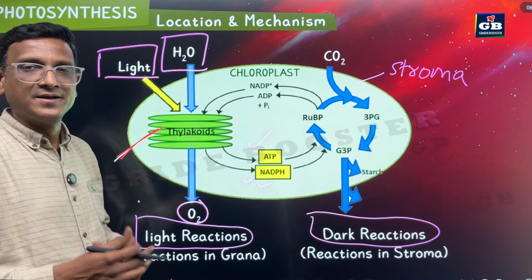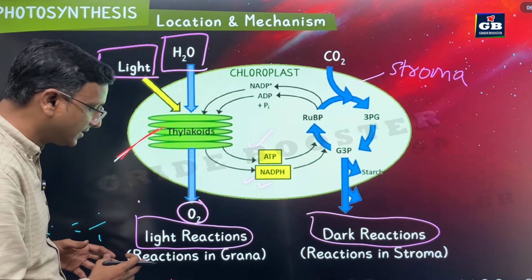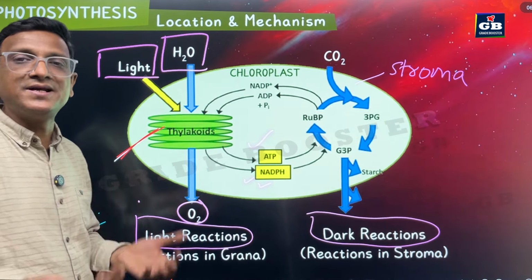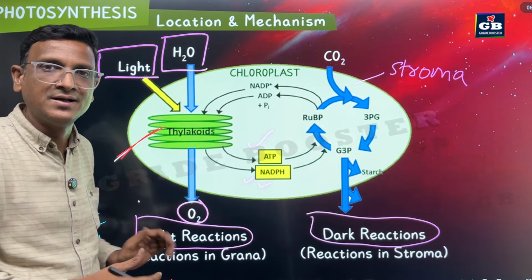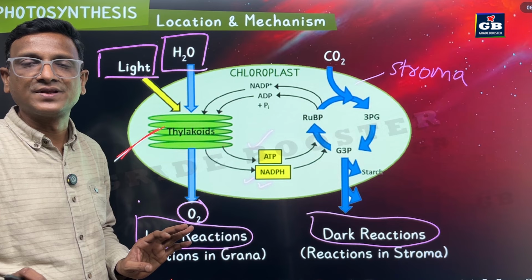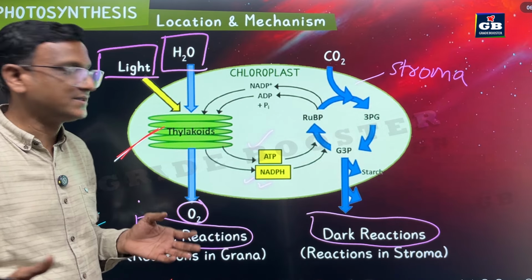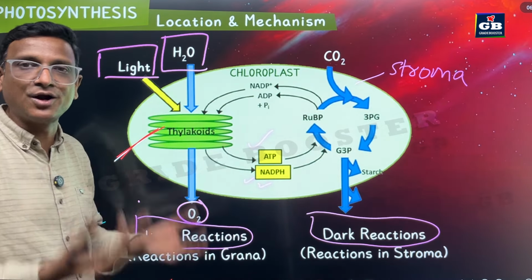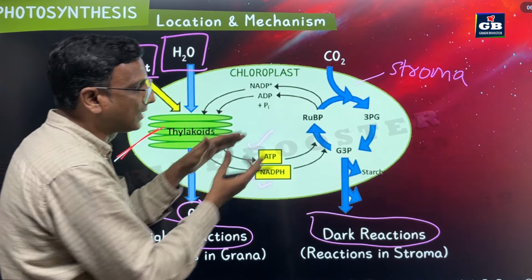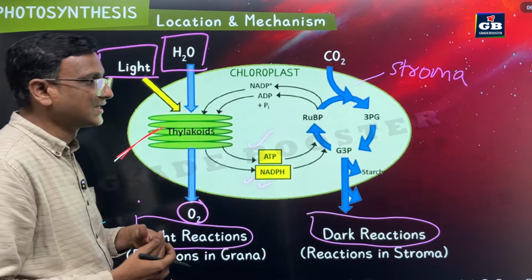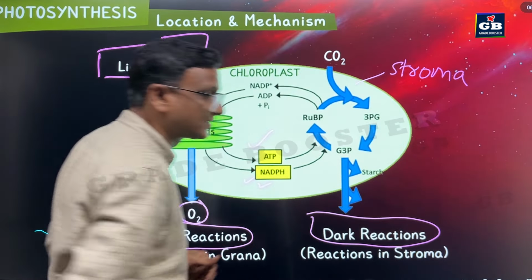Right, children? So light reactions are light dependent reactions. Why are they called light reactions? That means for these reactions to happen, there should be sunlight. Without sunlight, the light reaction cannot take place. Now this ATP and NADPH are passed to the next set of reactions, dark reactions.